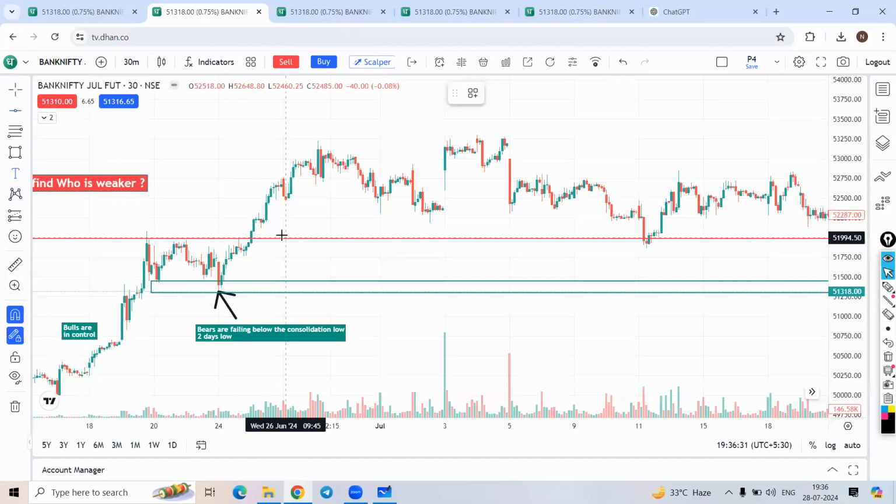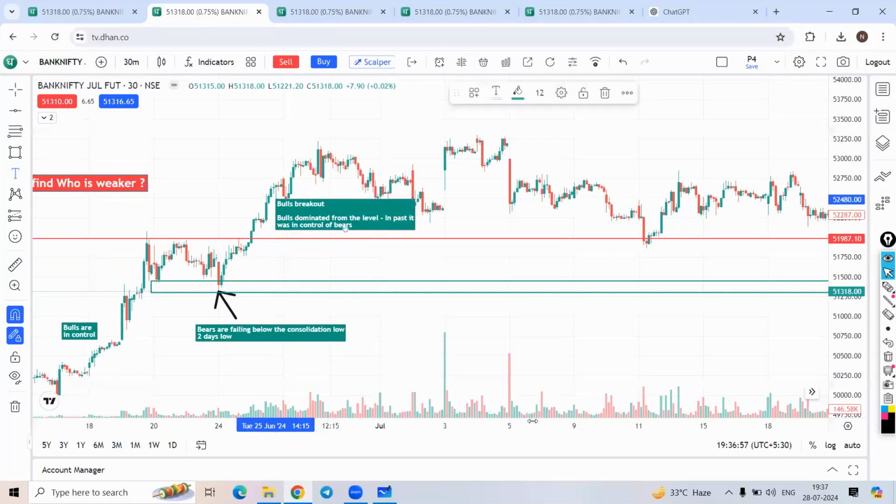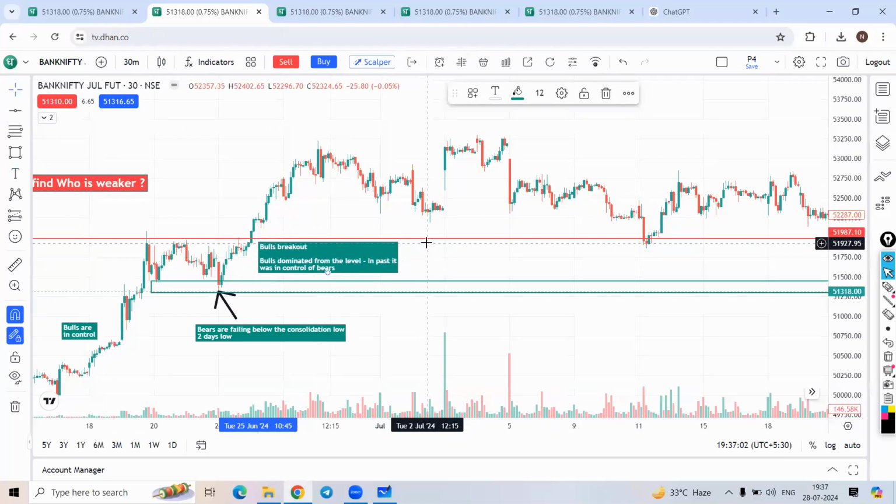What is this? Bulls breakout, not only breakout. Bulls dominated from the level which in the past was in control of bears. So I have this level ready. Fine and fair.